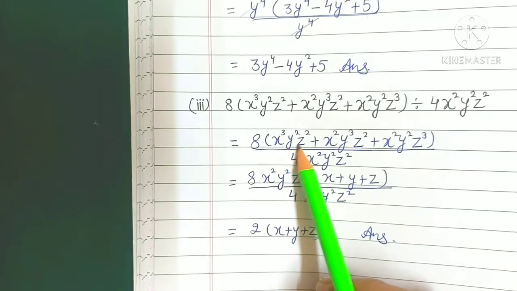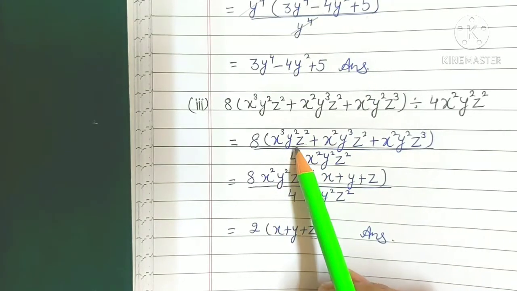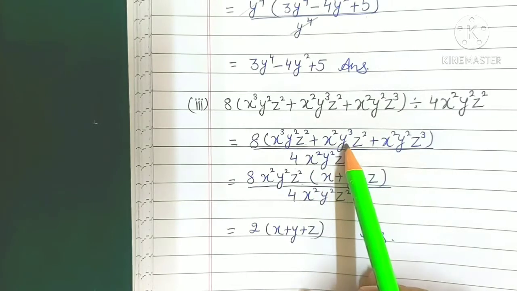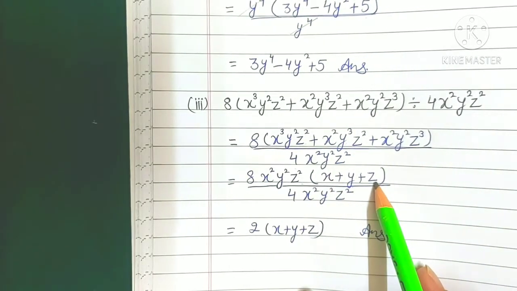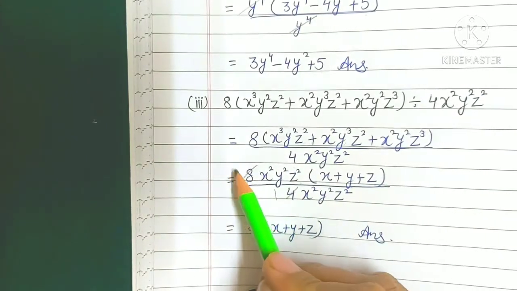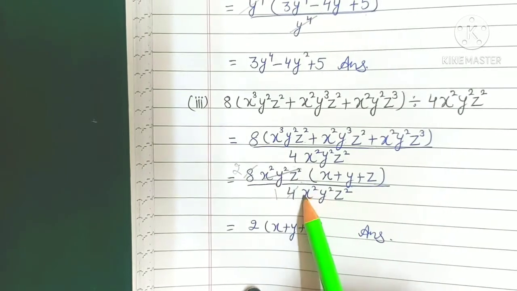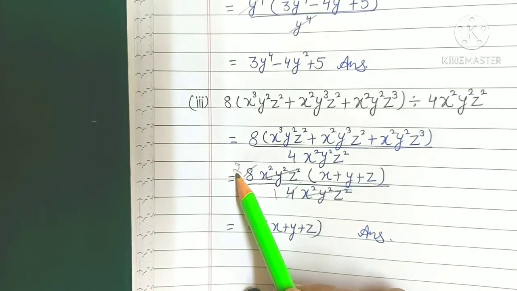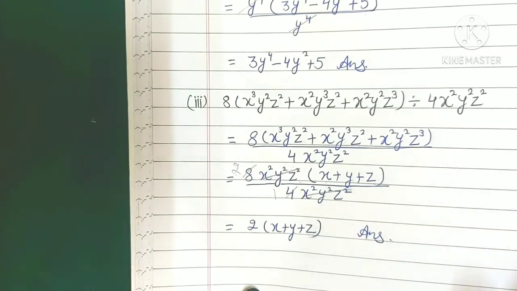So what is left from the first term? If I take x square y square z square common, then only x will be left. From the second term only y will be left. From the third term only z will be left. And we can see 4 1s are 4, 4 2s are 8, so it will be cancelled. And here x square y square z square will be cancelled. What is left? 2 bracket x plus y plus z will be left.